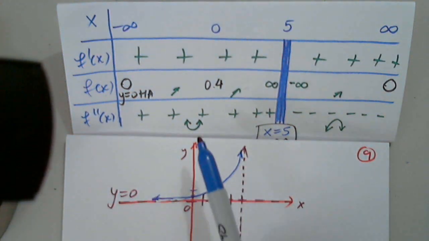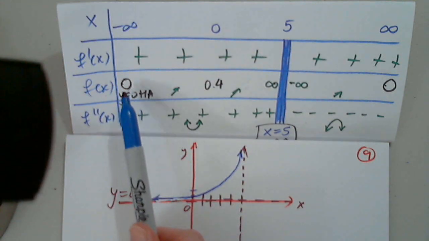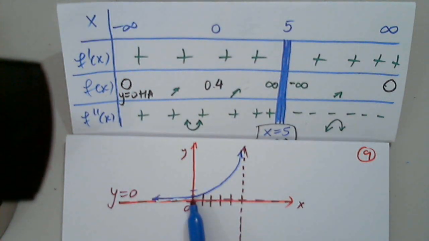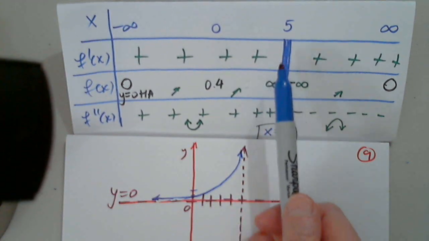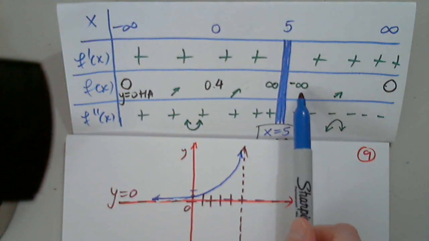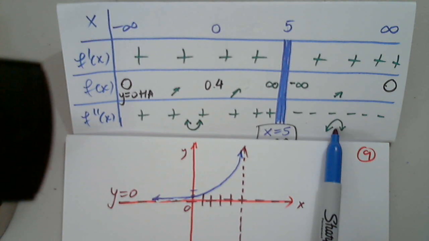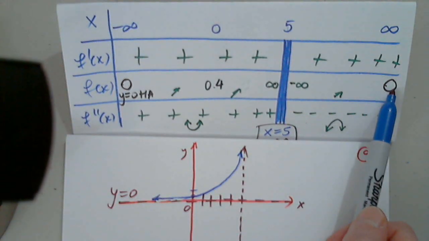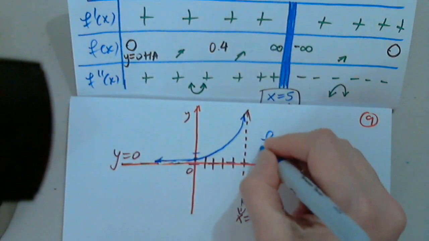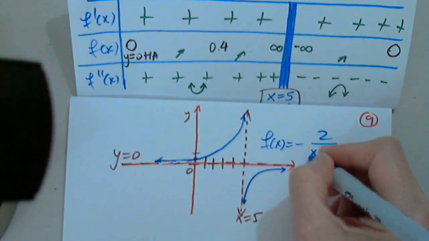Increasing, holding water, coming from the horizontal asymptote, crossing the y-axis at 0, 0.4, going to infinity on the left-hand side of the vertical asymptote. Now, on the other side, it's coming from negative infinity. It does not hold water. It has to look like this. It's increasing towards the horizontal asymptote. Fine. And here's the graph of f of x equals -2 over x minus 5.